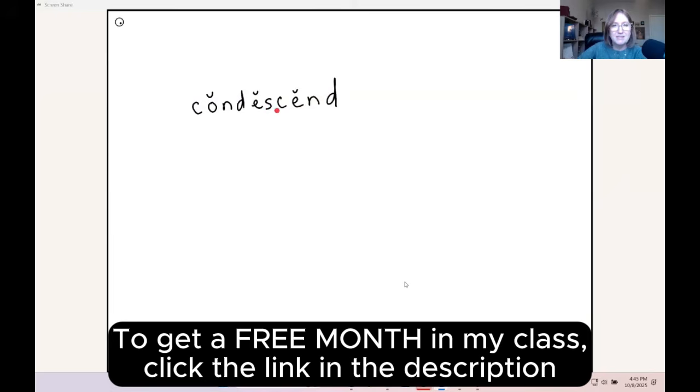And then here's that SC again. The C is making its soft sound because there's an E after it. So it's going to sound like an S. These 2 letters make 1 sound. So go ahead and pencil read this word.